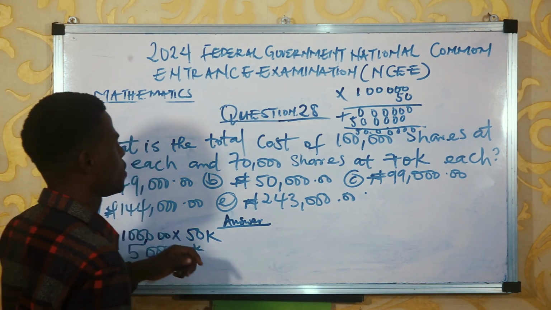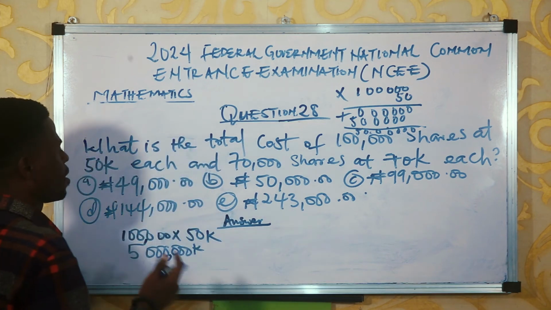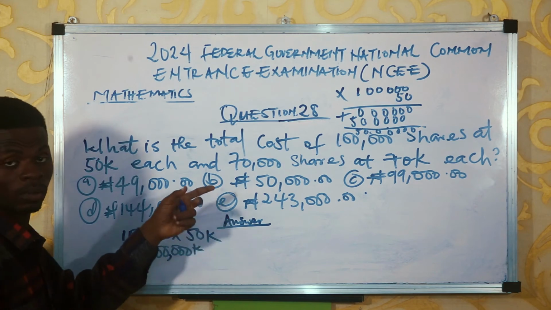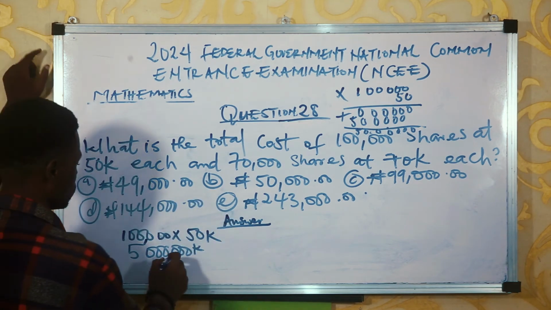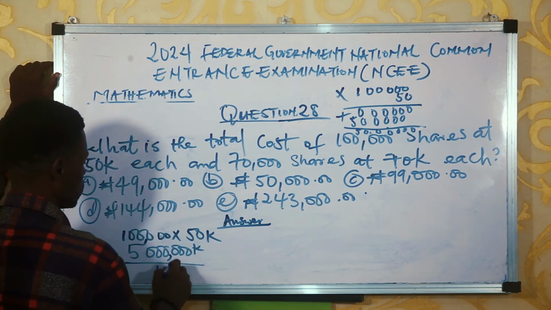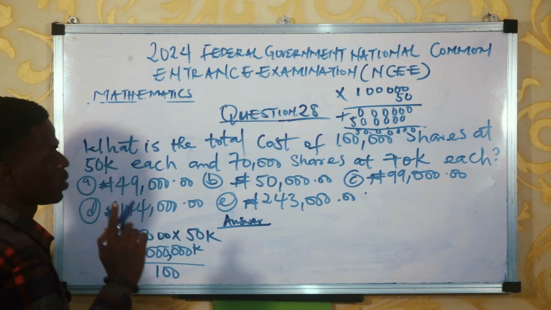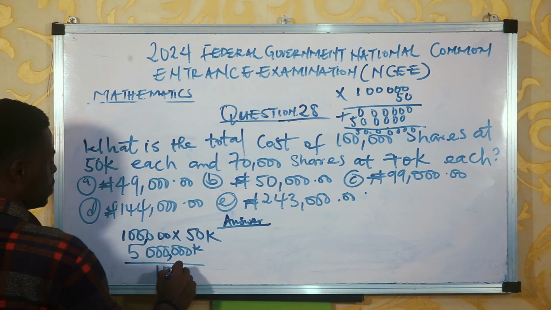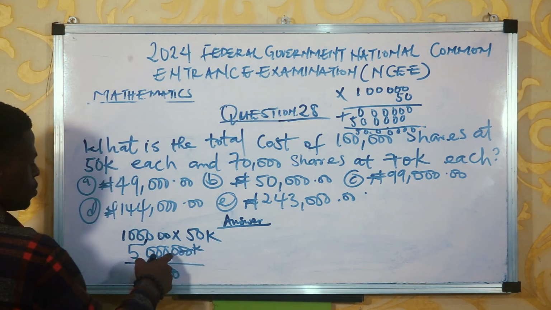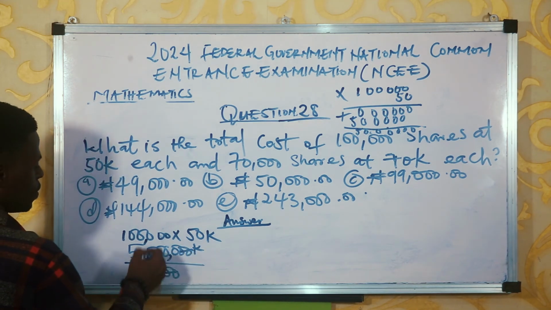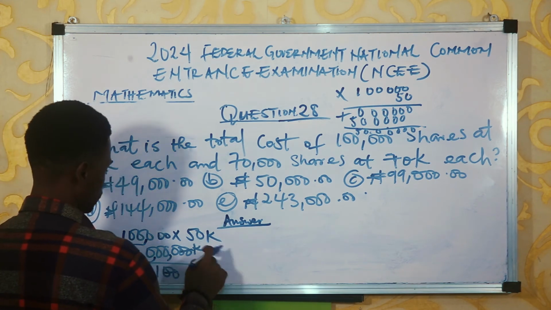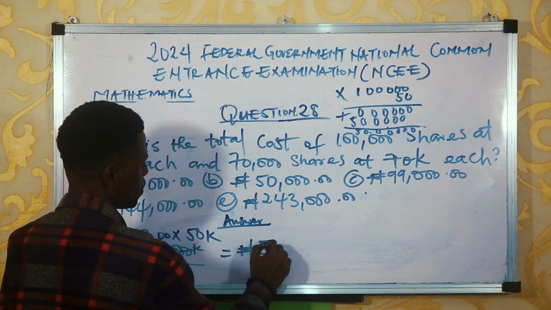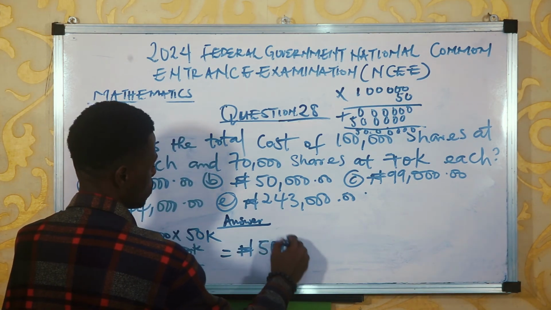Do not forget that we are finding the total and we have to divide it by 100, because our answer is in naira, and 100 kobo gives us 1 naira. So this zero cancels this zero, and this cancels this. So it remains 50,000 naira. Okay, so it is now in naira.